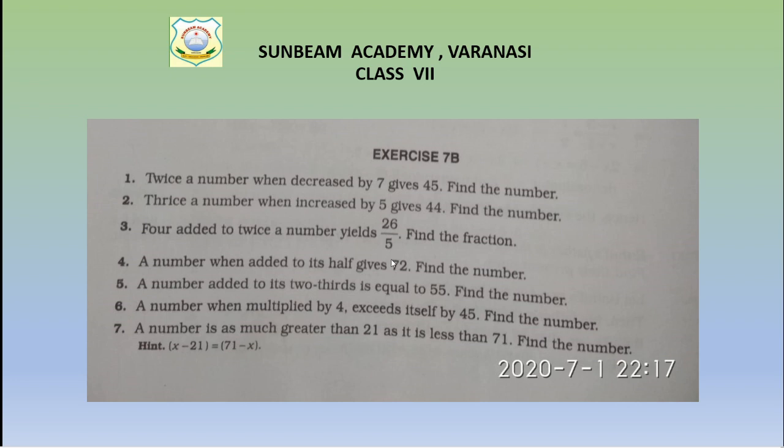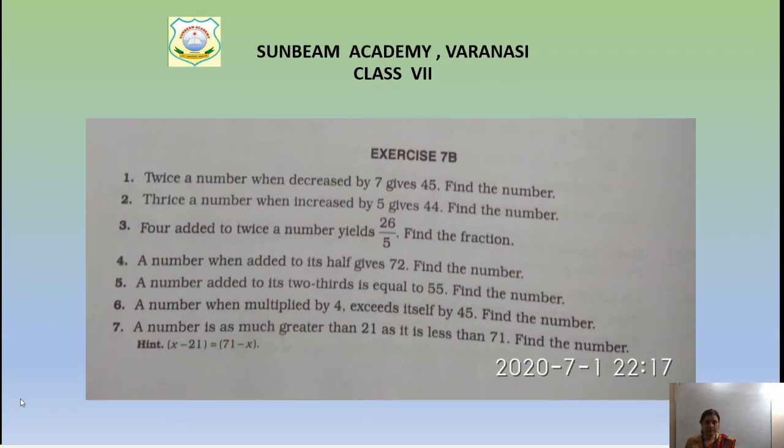A number added to its 2/3 is equal to 55. Find the number. What is the question children? See it again. A number added to its 2/3. We are having a number and it is added to 2/3 of it, which is equal to 55. Find the number. Okay. So let's write down the variable, that number first.